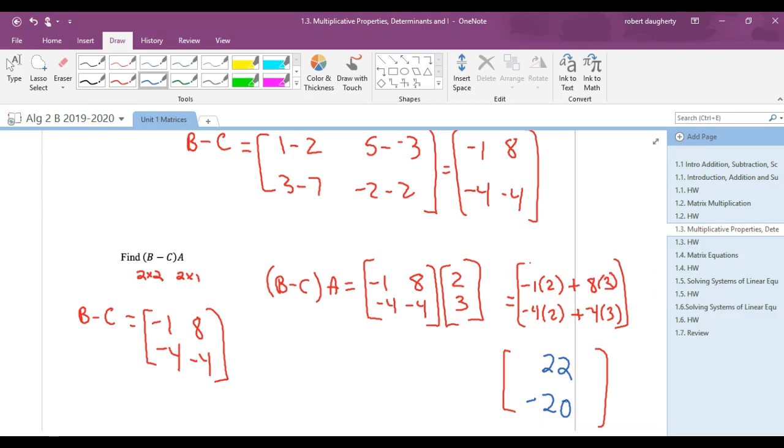So here I am telling you to pay attention to the dimensions and the arithmetic, and I'm making all of those mistakes for you. So the answer is a 2 by 1 matrix. Here we did subtraction and then we multiplied.